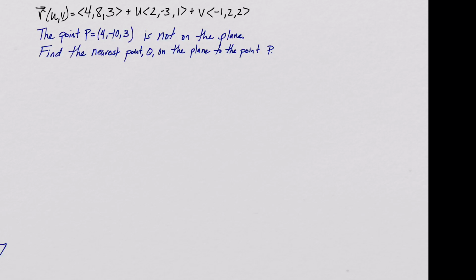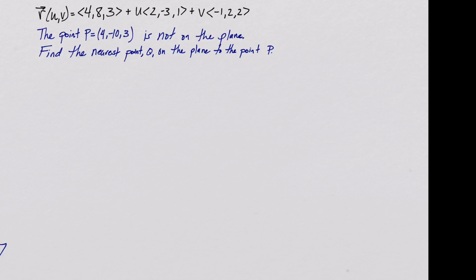What I want you to do is find the nearest point, which we're going to call Q, on the plane to the point P. And so we've done a problem just like this yesterday where we were trying to find the nearest point to a line, and we found that we had to make sure that the displacement vector from the point to the line was orthogonal, right? Orthogonal to the direction vector.